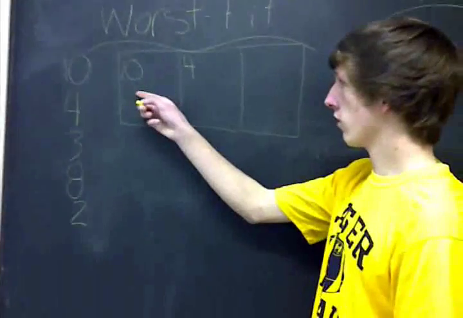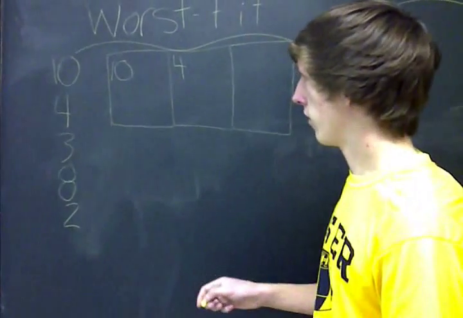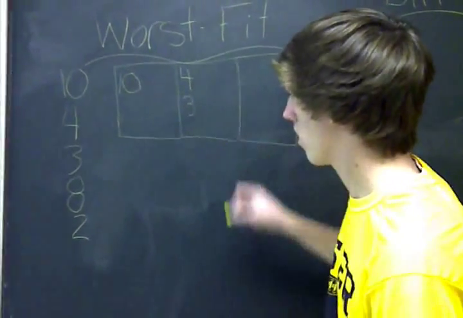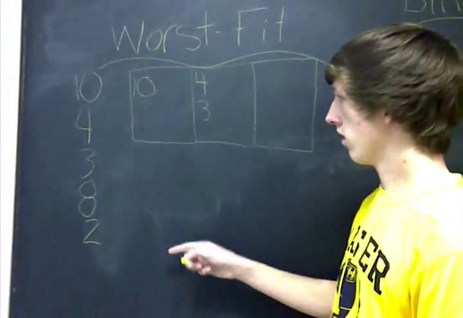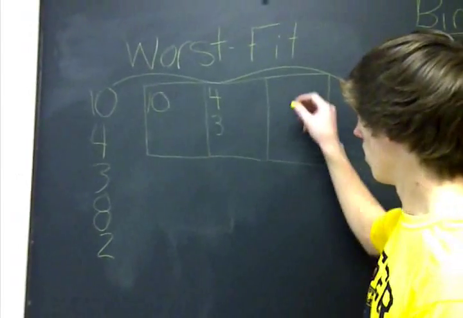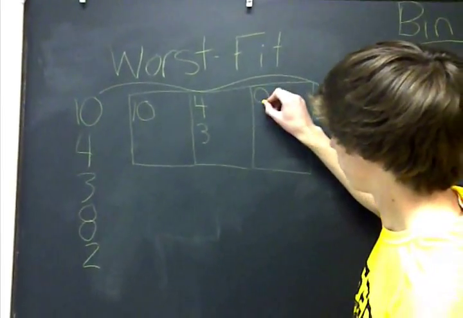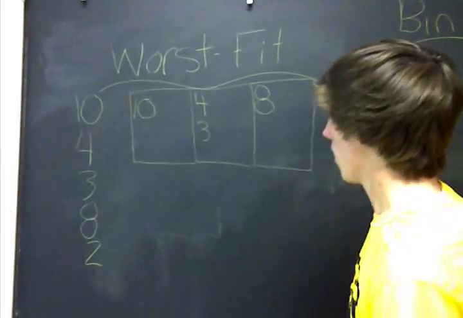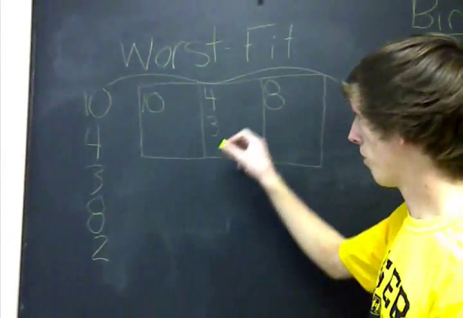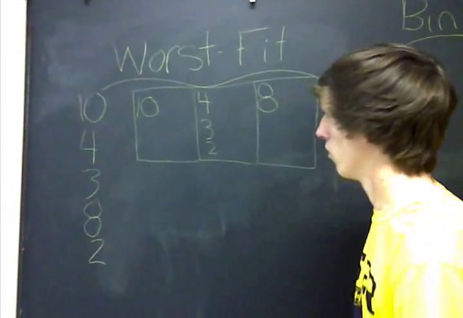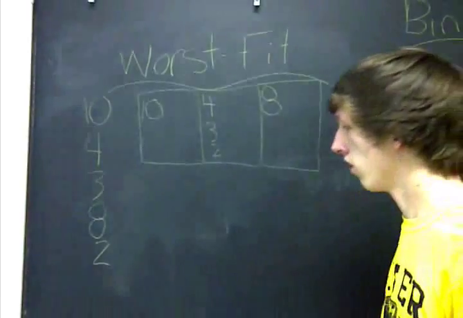And 3 could fit in this one, but you're not going to put it there because it doesn't have the most room, so you're going to put it in the second one with 4. 8 isn't going to fit in the next 2, or the first 2, so you're going to put it in the third one. And then 2, you're going to want to put in the second one because it has the most room rather than the first or the third one.